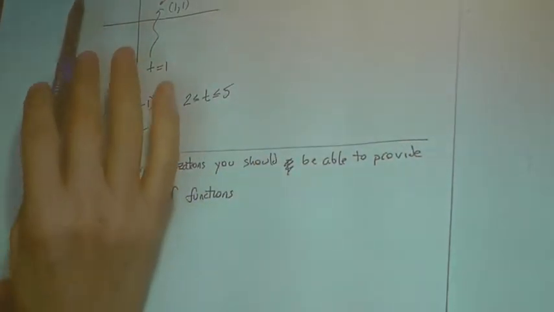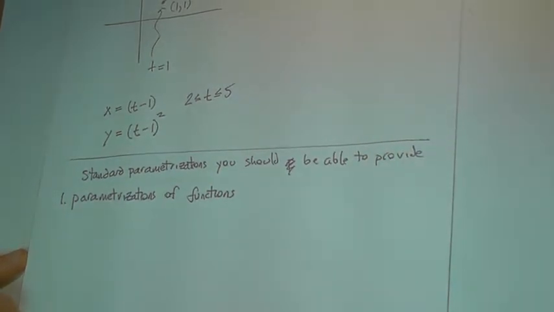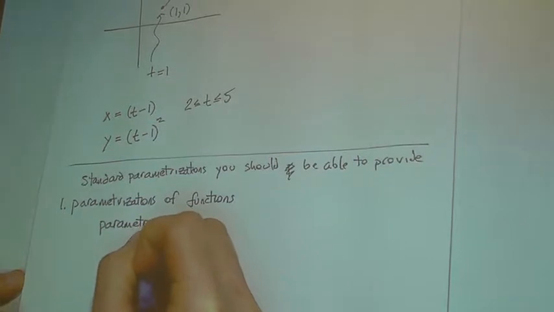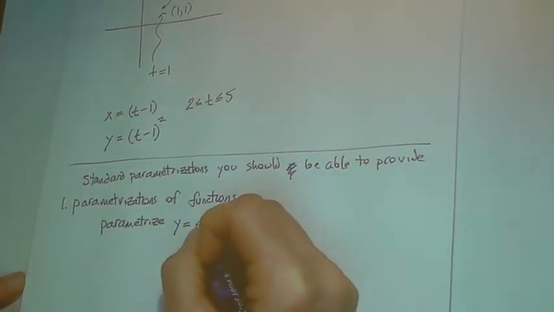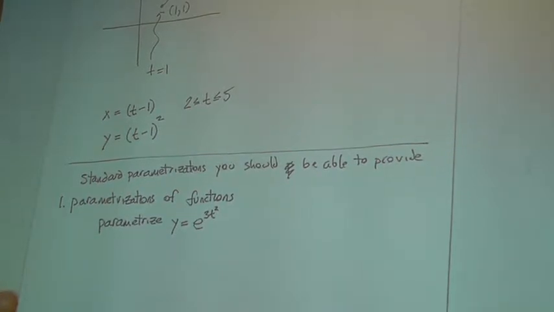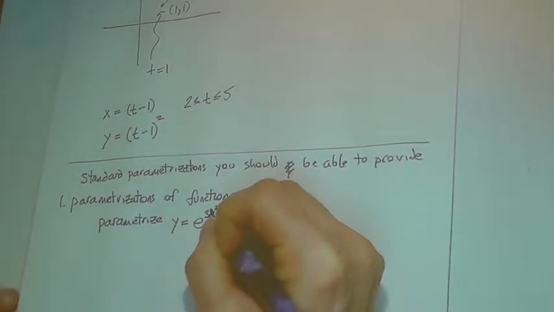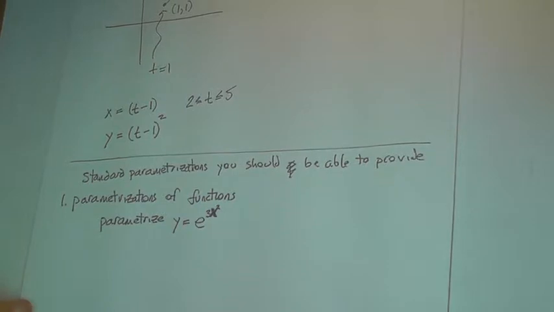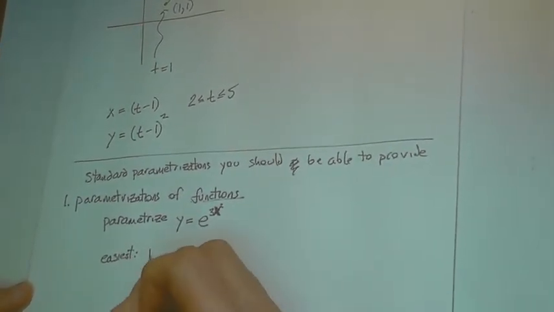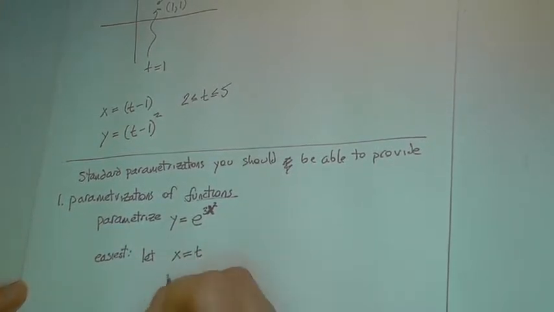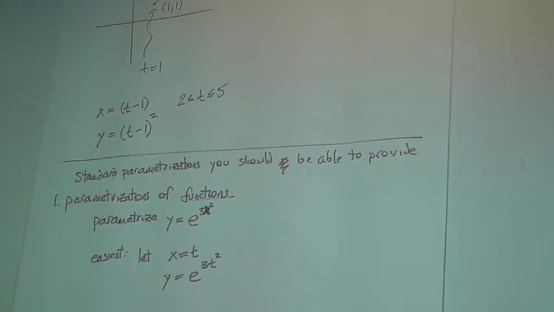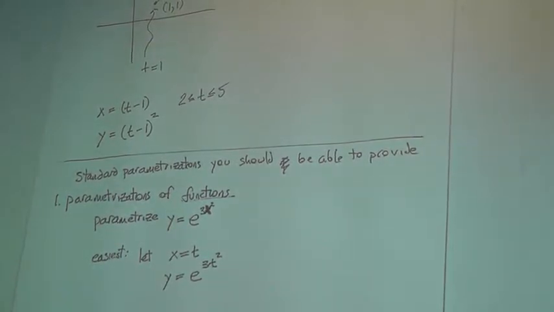So this is going to be just like parameterizing y equals x squared. So if I said parameterize y equals e to the 3t squared, or excuse me, I guess I should make that an x squared. So y equals e to the 3x squared. The easiest way to do this with functions is to let x equal t, and then y equals the function. I mean, this is the easiest.